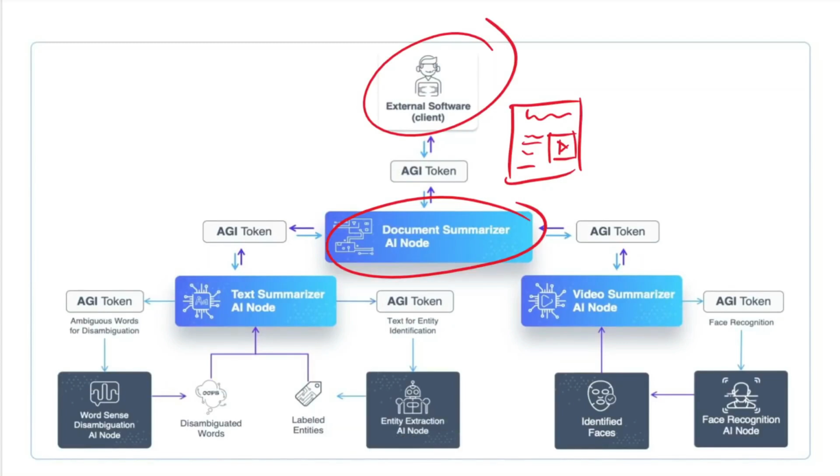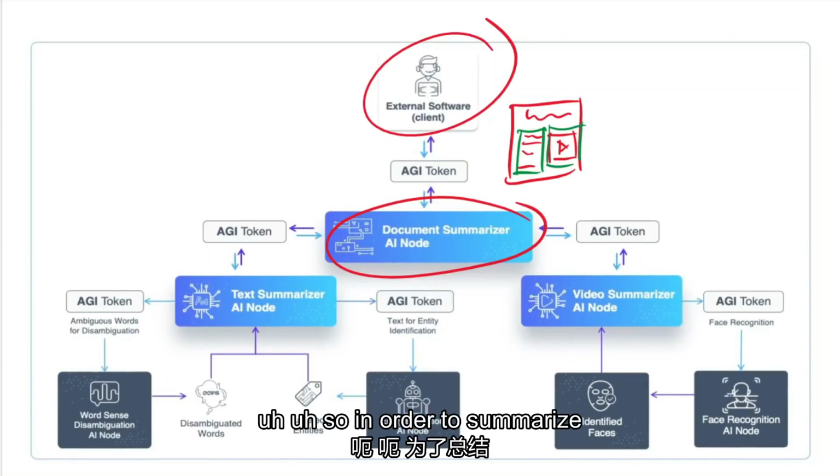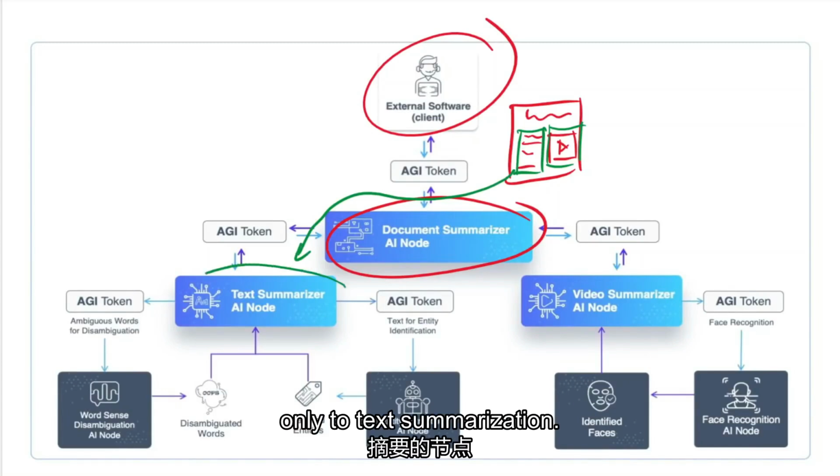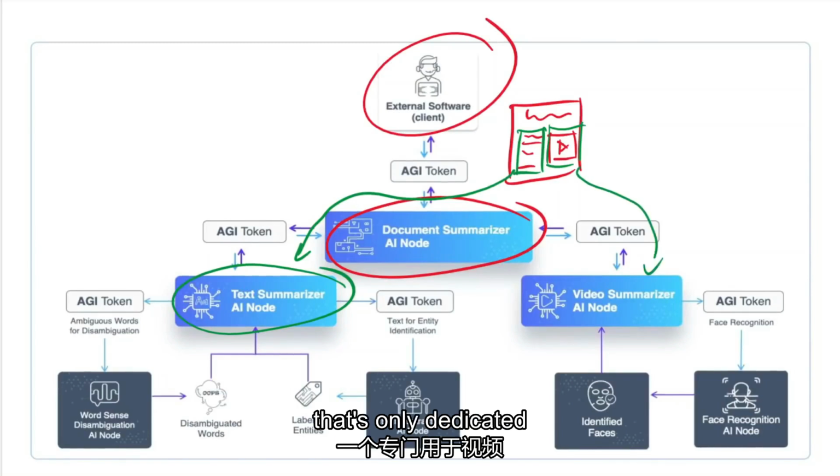And you simply say, summarize this to me. So this document summarizer, all it does is it looks at the document and sees there is a bunch of text and there is a video here, and so in order to summarize the document, I need to summarize the text and I need to summarize the video. So it will take the text and send it to a node that's dedicated only to text summarization. And then it will send the video to a node that's only dedicated to video summarization.